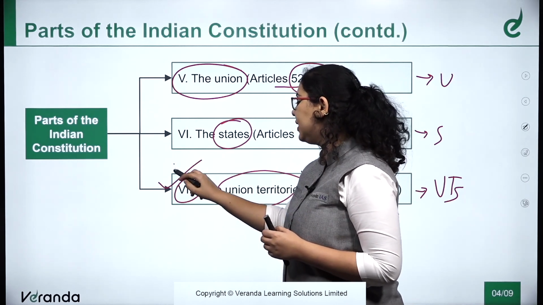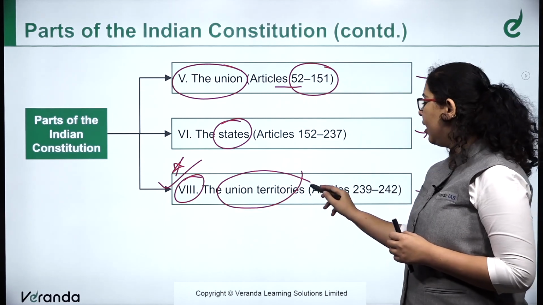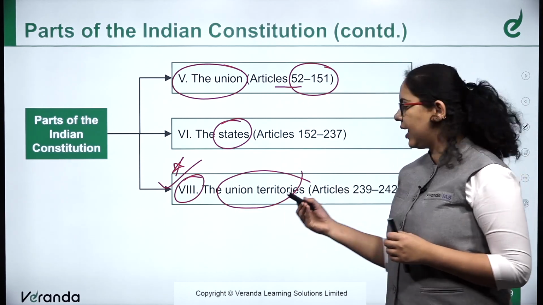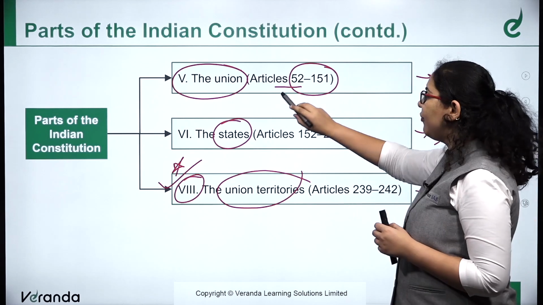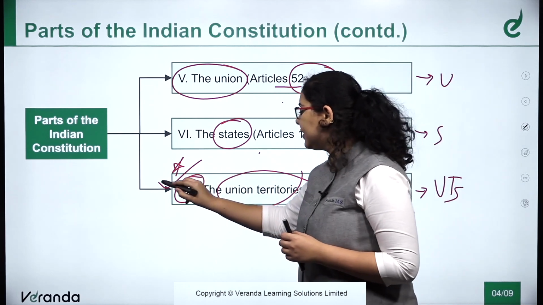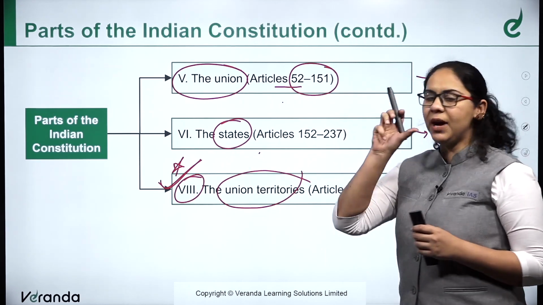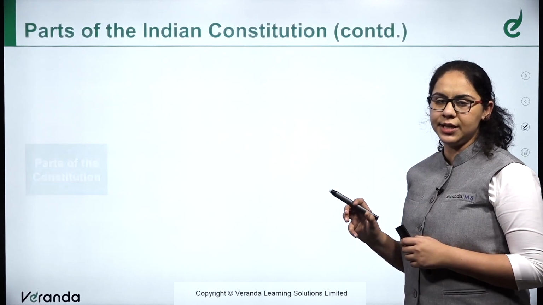Part 7 got deleted actually. Remember this thing. I intentionally mispronounced this so that you keep it in mind. Part 5 is union, 6 is states and 8 is union territories. No 7 is there in sequence, but actually part 8 constitutes union territories.